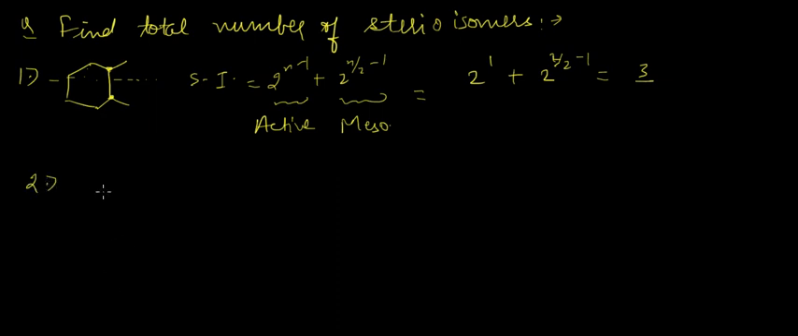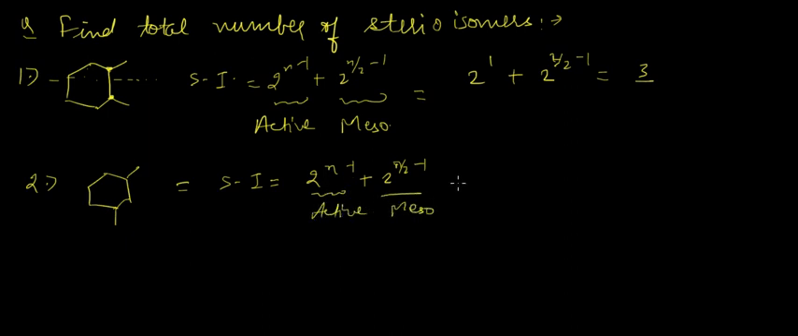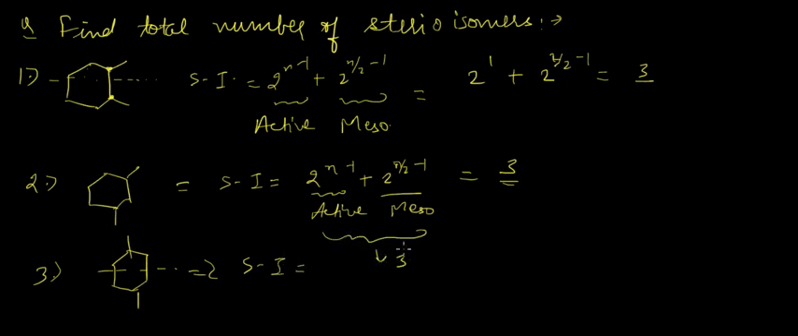Okay, let us do this for this compound. We have something like this. Again, the formula goes on like this, because it has an even number of chiral centers, hence this would be active, this would be meso, and hence the answer again would be 3. What are the total number of stereoisomers for this? Again, we have a plane of symmetry, hence the total number of stereoisomers would be found using this formula, because it has an even number of chiral centers.